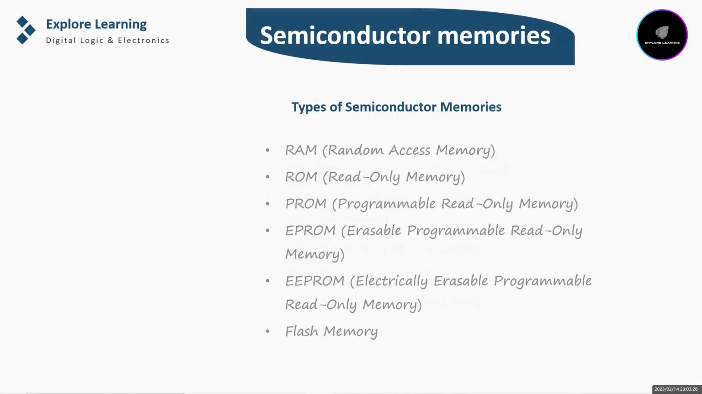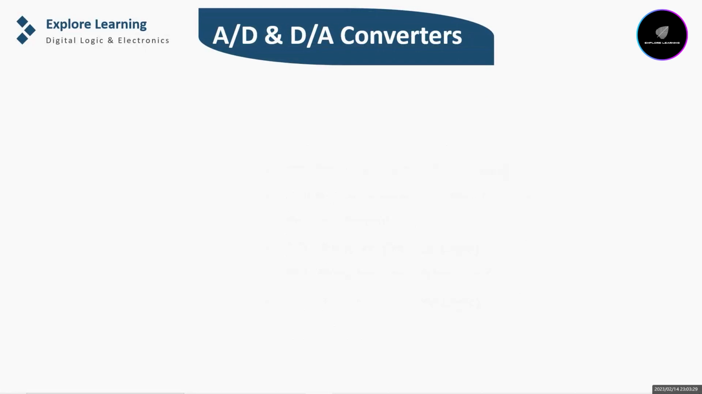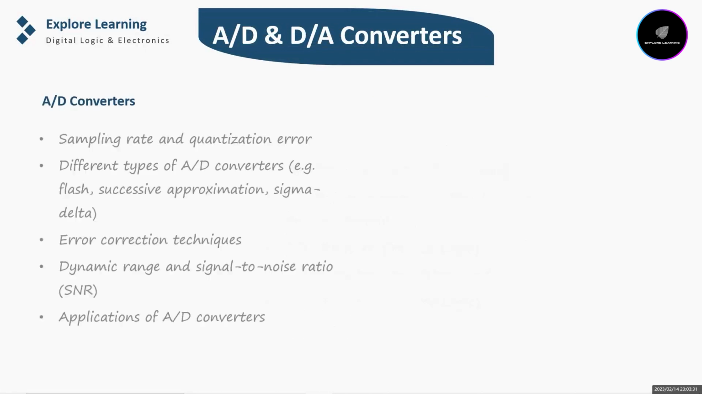Next, we'll talk about the AD and DA converters, which are the analog to digital converter and the digital to analog converter. They are very important components in digital electronics. The subtopics we're going to be covering under this interesting topic are the AD converters and the DA converters. Now we'll talk about the sampling rate and quantization error, the different types of AD converters. For AD, we'll talk about the flash, successive approximation, sigma delta, error correction technique, application of AD converters.